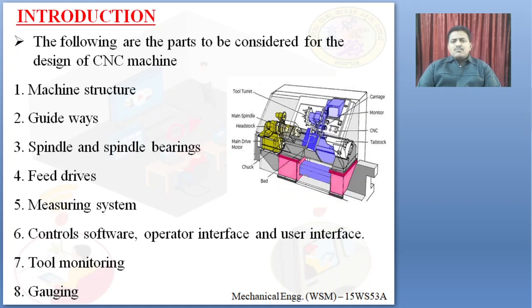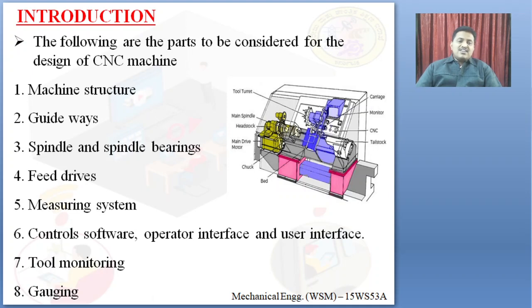The following are the parts to be considered for the design of CNC machines. Basically, the first important one is the machine structure. It is the backbone of any machinery, because all the moving machining parts will be housed inside the machine structure. If the machine structure is rigid and perfect, there will be not much variation, no vibrations will be caused, and it results in very high accuracy.